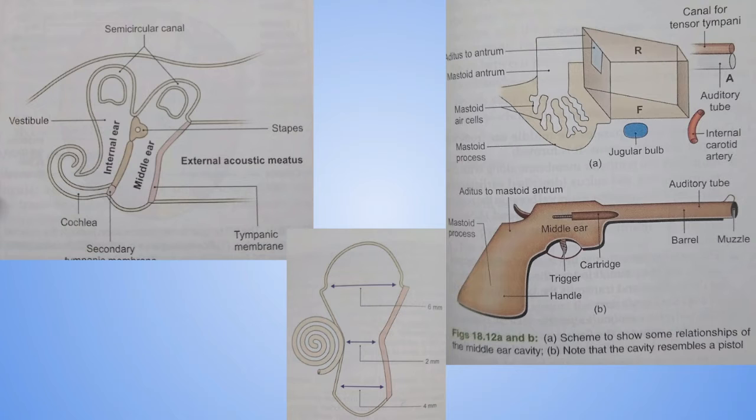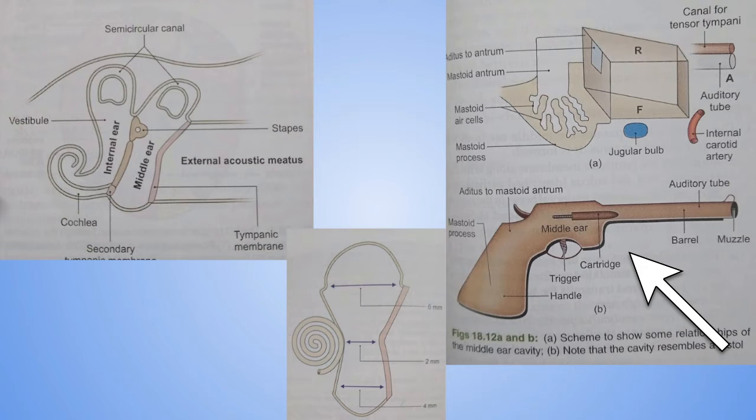The cavity of the middle ear can be subdivided into the tympanic cavity proper, which is opposite to the tympanic membrane, and the epitympanic recess, which lies above the level of the tympanic membrane. Now the middle ear communicates anteriorly with the nasopharynx through the auditory tube and posteriorly with the mastoid antrum and mastoid air cells through the aditus to the mastoid antrum.